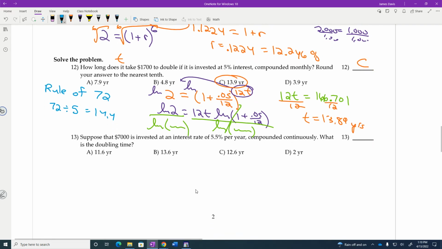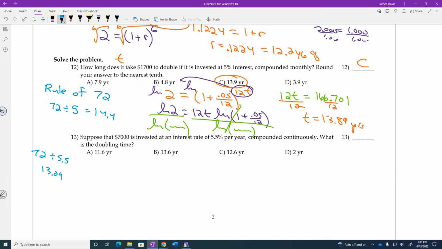It would also work for the next one, because it's doubling time. On the next one, doubling time would be 72 divided by 5.5. And so we could compare this to what we get at the end. This is an estimate, but that's 13.09. So we'll compare that to the end. But this one is compounded continuously, so it should take a little bit less time.